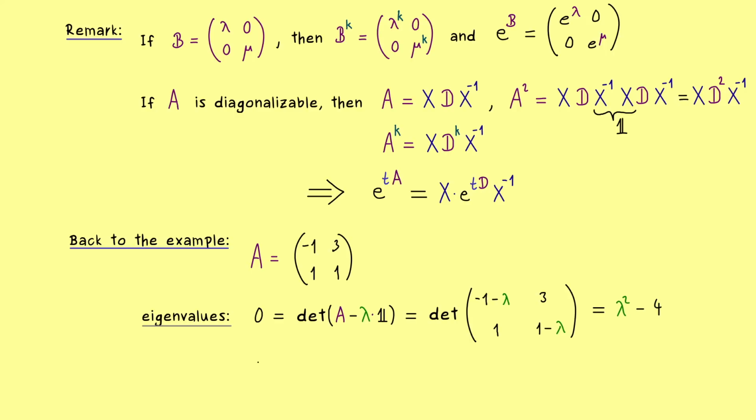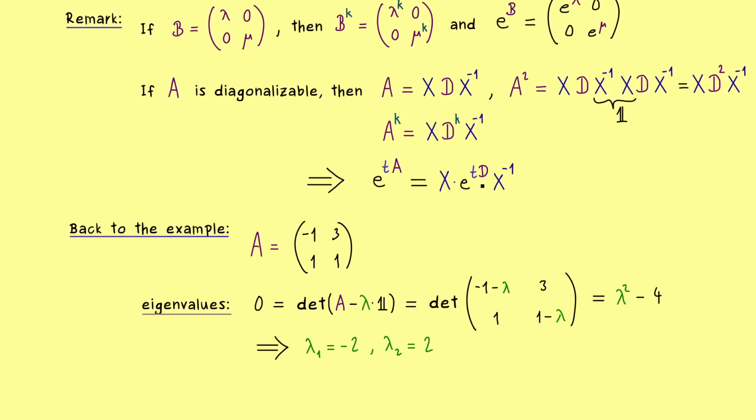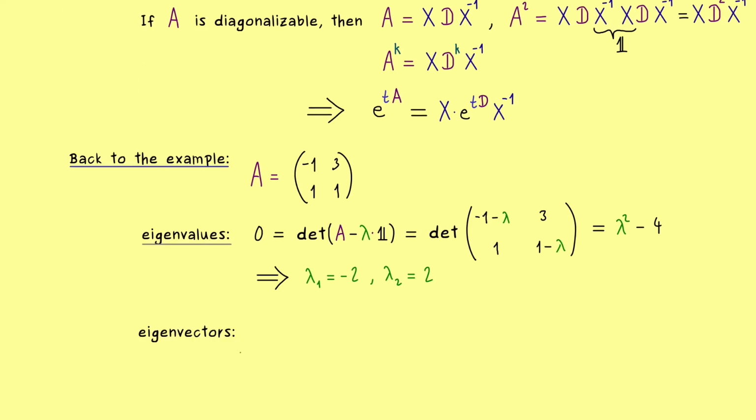I skipped some calculations, but what you see is that we get 2 eigenvalues, minus 2 and plus 2. To keep it simple, let's call them lambda 1 and lambda 2. At this point, please recall from linear algebra that the eigenvalues are exactly the entries in our diagonal matrix D. On the other hand, the columns of our matrix X are given by eigenvectors of A. Therefore, in the next step, we just calculate both eigenspaces.